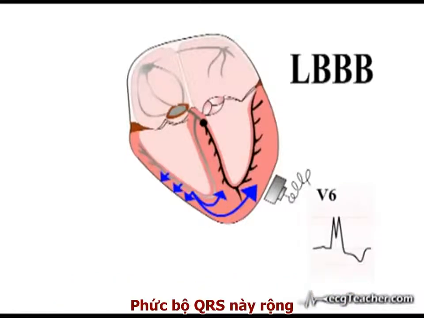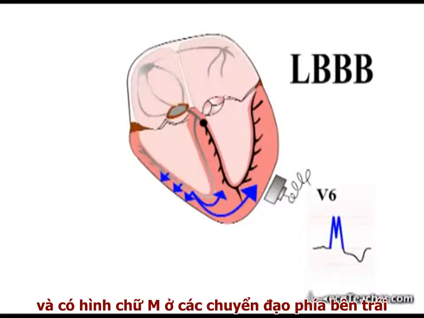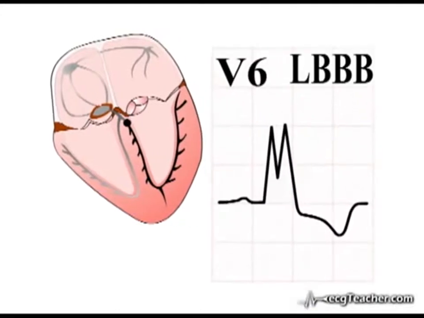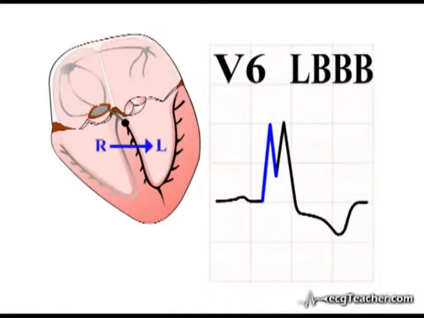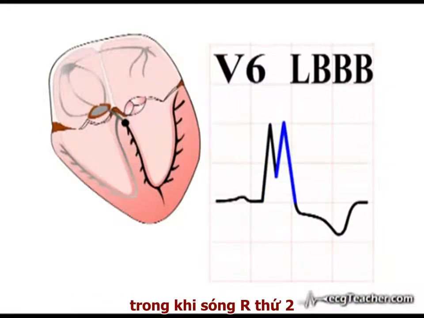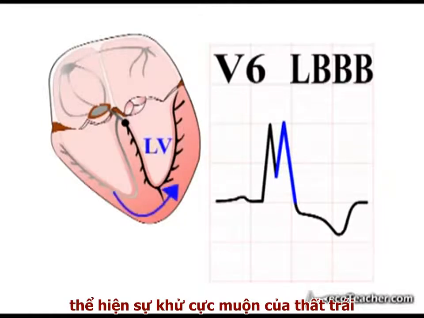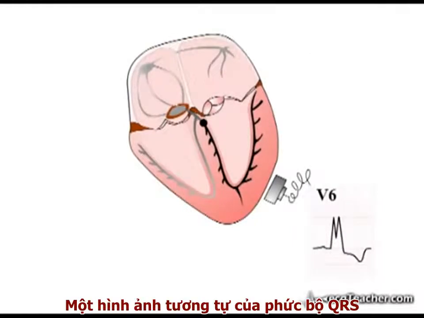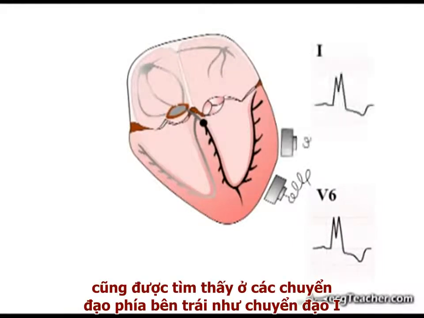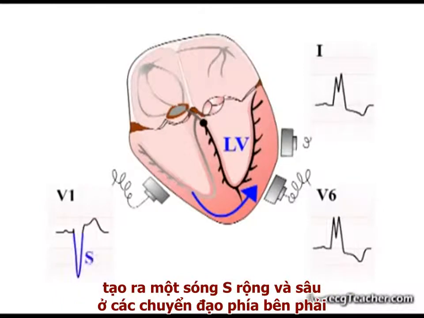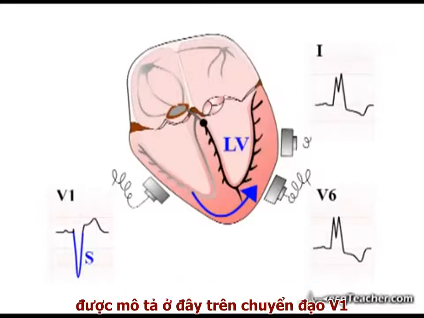This QRS morphology is the broad M-shaped QRS complex in the left-sided leads, characteristic of left bundle branch block. The initial R wave reflects reversal of the normal pattern of depolarization in the septum, while the second R wave reflects delayed left ventricular depolarization. A very similar QRS morphology is produced in the left-sided frontal lead, lead 1. You should note also that the delayed signal from left ventricular depolarization results in deep, wide S waves in the right-sided chest leads, illustrated here in V1.